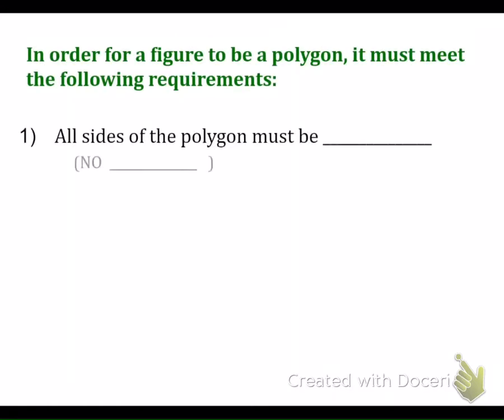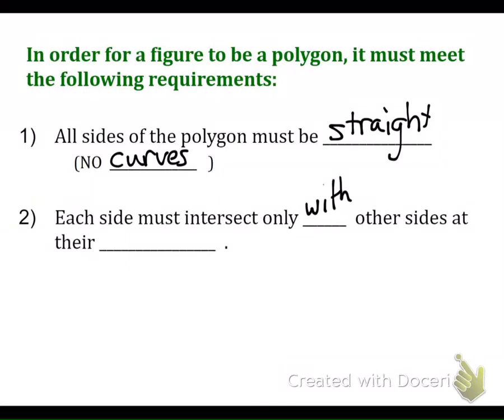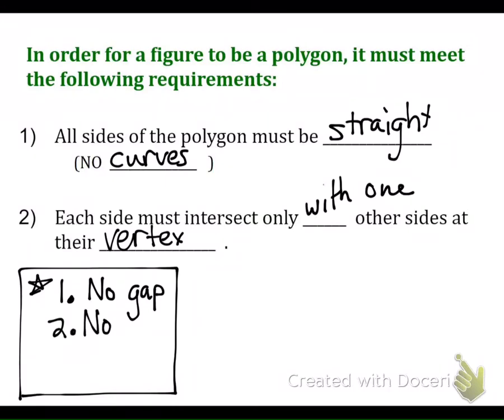In order to be a polygon, it must meet the following requirements. The sides must be straight, so no curves. Each side must intersect only with one other side at their vertex. Now I'm going to have you star these 3 things. There cannot be any gaps. So no gap, no overlap, and no curves.